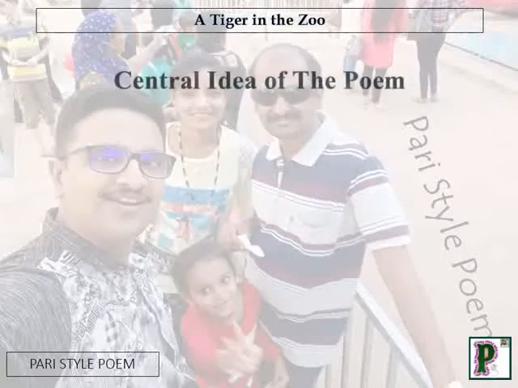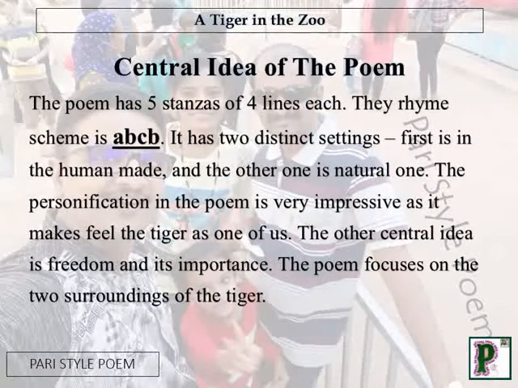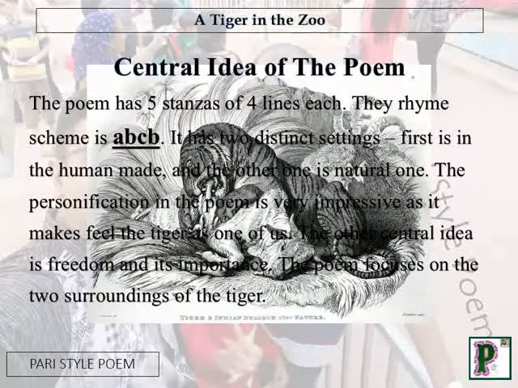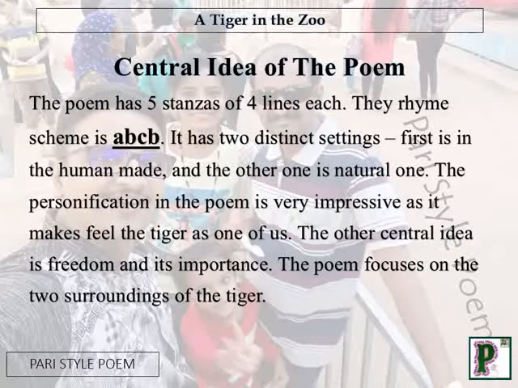Central idea of A Tiger in the Zoo. The poem has 5 stanzas of 4 lines each. The rhyme scheme is abab. It has 2 distinct settings. The first is the human-made one, and the other is the natural one. The personification in the poem is very impressive as it makes us feel the tiger is one of us. The other central idea is freedom and its importance. The poem focuses on the 2 surroundings of the tiger.